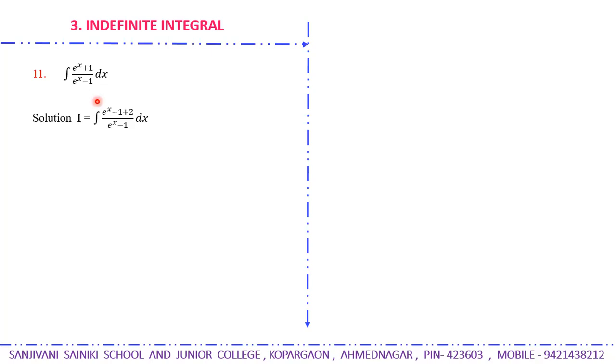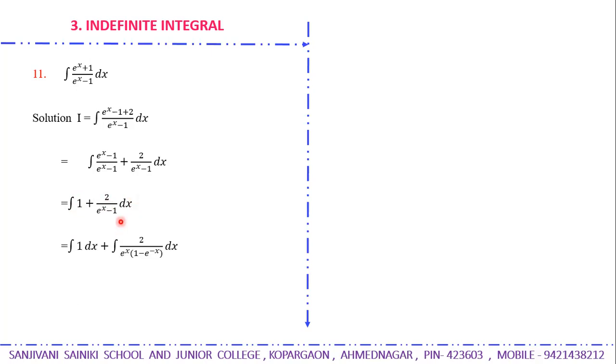Now look at this function e raised to x plus 1 upon e raised to x minus 1. We will create the denominator in the numerator by adding and subtracting 1: plus 1 minus 1. Then we divide: the first factor (e^x - 1) by (e^x - 1), plus 2 upon (e^x - 1). This will cancel and we get only 1 dx plus 2 times this. So the integral of 1 is x, plus what is the integral of this?